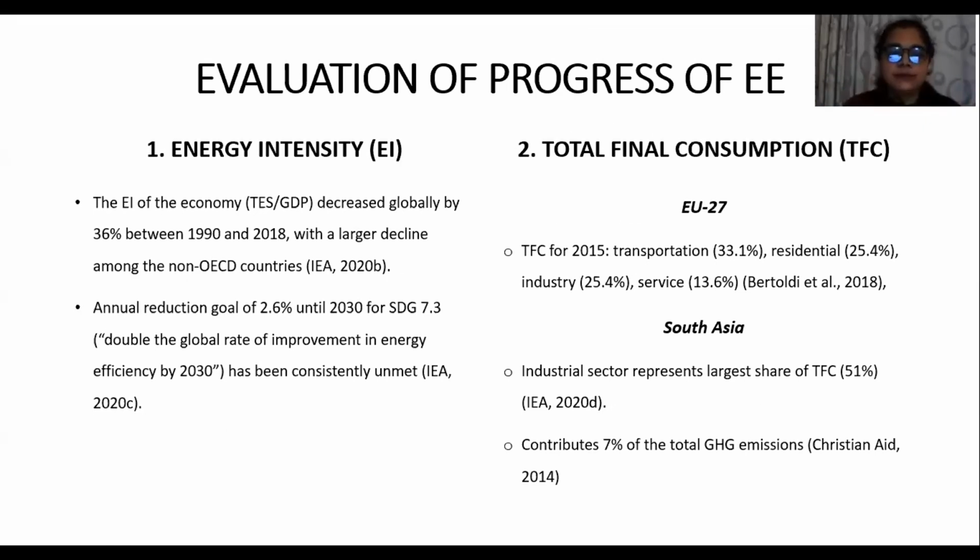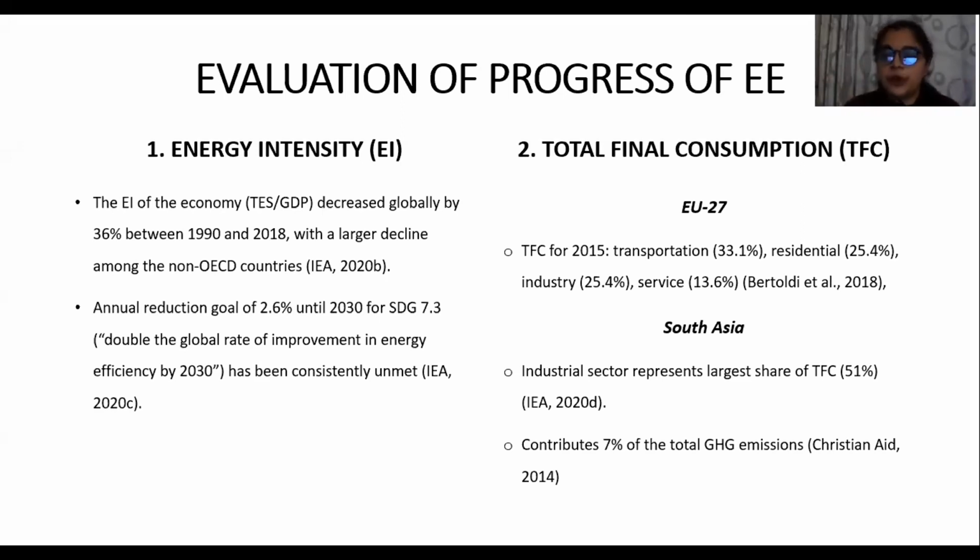If we take the example of energy intensity, even though there has been a decrease in energy intensity globally, the world has consistently not been able to meet the annual reduction goal of 2.6% of energy intensity for the Sustainable Development Goal 7.3. To your right, what you see is another indicator, the TFC.